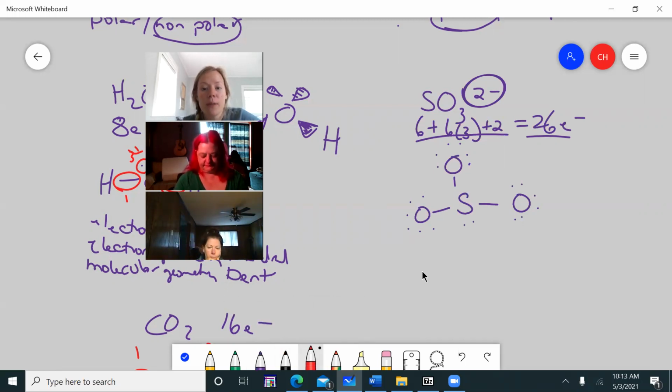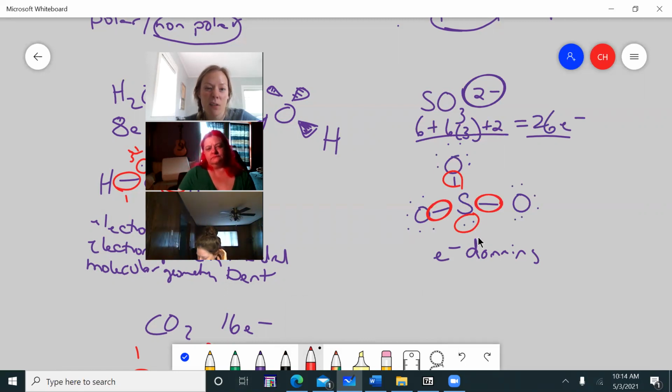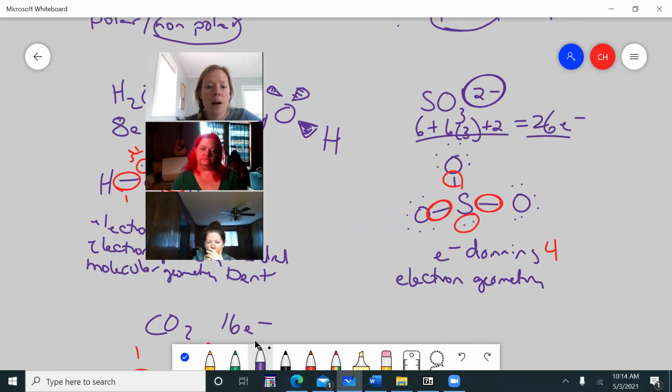So how many electron domains do we have? I have 1 here, 1 here, 1 here, and then I have 1 here. Oh, that pesky lone pair on the central atom, right? That means that it's going to play around with our electron geometry and our molecular geometry. As far as the electron geometry is concerned, that just goes off of how many electron domains we have. So we have 4 domains. What is our shape for 4? Just like the other ones that had 4, it's tetrahedral.